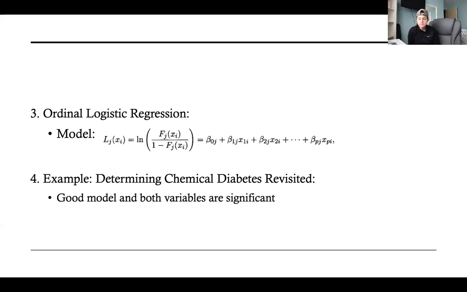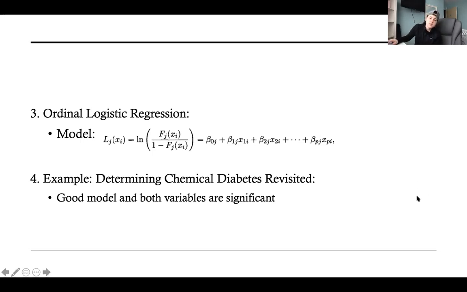In our last subsection of this section, we're going to go back to the example with determining chemical diabetes. In this case, they used a natural order of diabetes in their analysis. The model was deemed good, and both variables have a significant relationship. They found 114 out of 145 subjects were correctly classified, which equals around 79%.